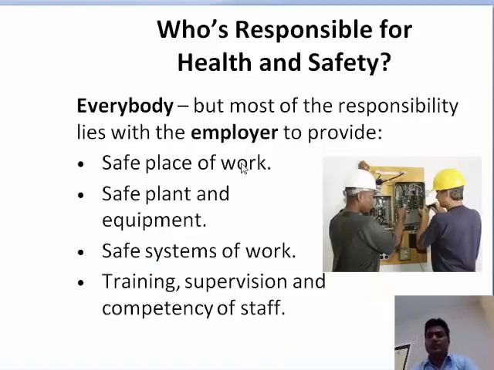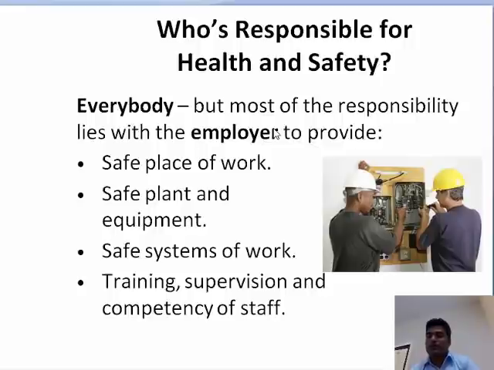So who is responsible for health and safety at the workplace? Everybody is responsible for maintaining health and safety at the workplace, but most of the responsibility lies with the employer to provide it.